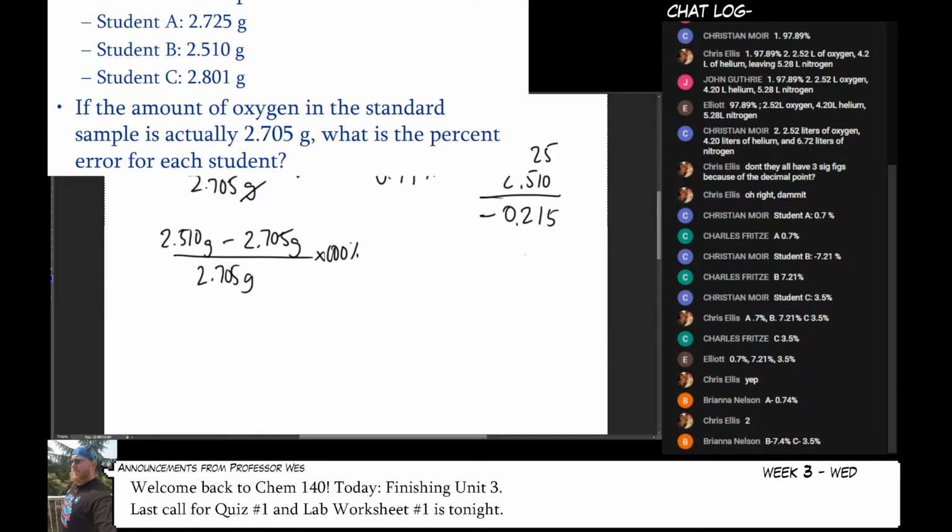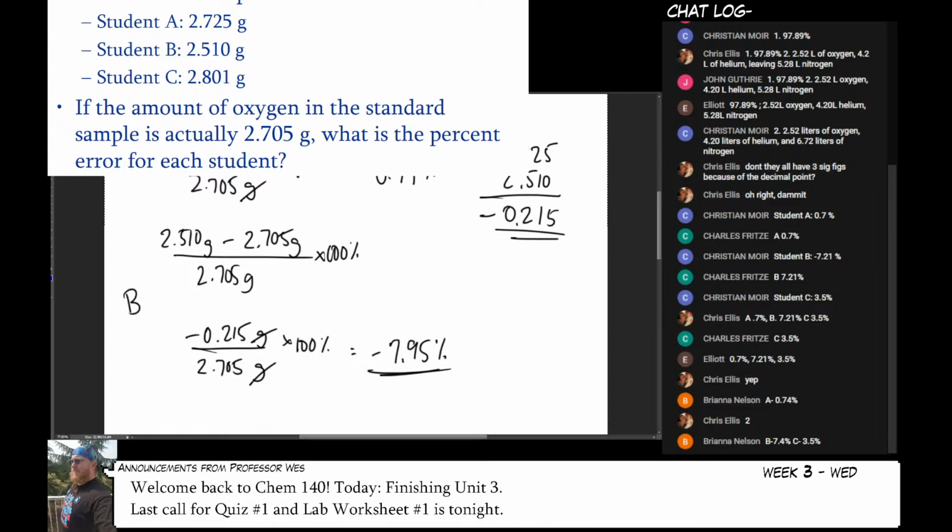And so the result that I got was negative 0.215. Those grams cancel out. And there you go. Now, notice that there is a negative here. Some variations of the percent error formula use absolute value bars. I personally don't. And the reason for that is because the negative symbol does tell you something.